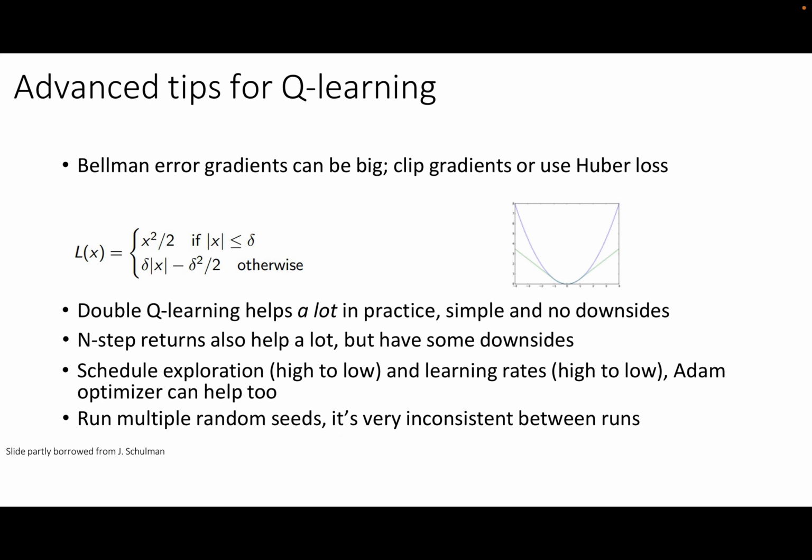The gradient can be big, so you can clip the gradient or use the Huber loss. Huber loss is a combination of L1 and L2. And double Q learning helps a lot in practice, actually. There's no downside. It's always good to introduce double Q learning in practice.